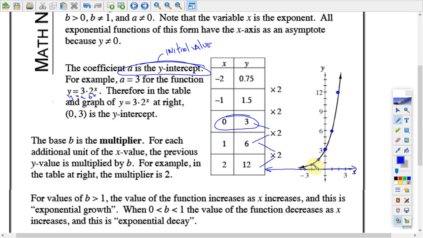The base b is the multiplier for each additional unit of the x value. The previous y value is multiplied by b. For example, in the table on the right, the multiplier is 2, and we just sort of went through that.